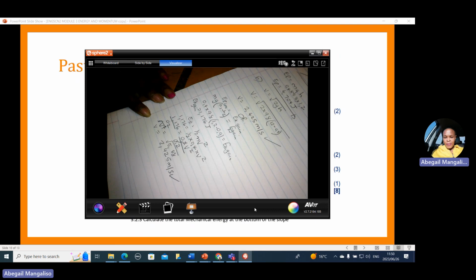Here you are using the V equal to square root of 2GH. But if a question is specific that you use the law of conservation of energy, this is the method. What is lost is equal to what is gained. Now let's look at the last question, the one that I have.